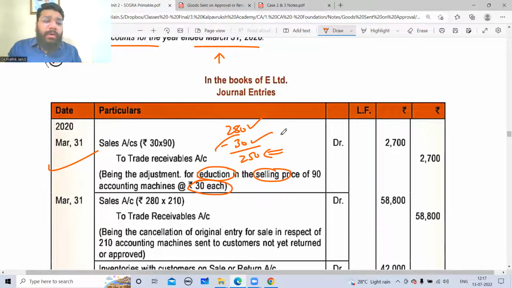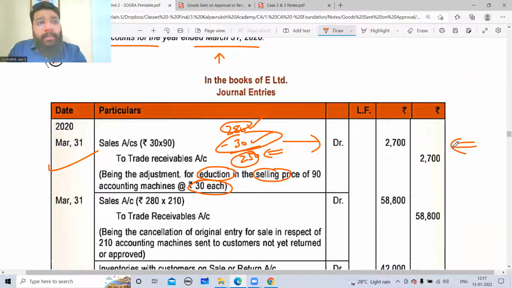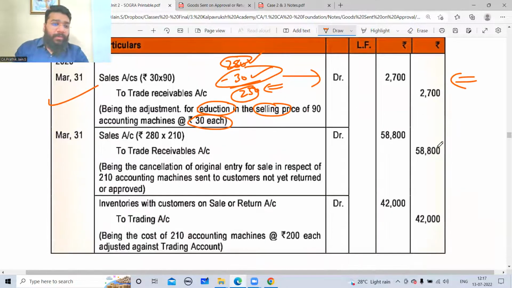This entry I recorded now. So automatically, guys, from 280 minus 30, balance will become 250. So when you record this journal entry, automatically the sale price for the 90 machines will be at the net sale price. This is reversal of the sale for the 210 machines, which is not confirmed, not rejected yet. And this is the inventory for that. That's all.